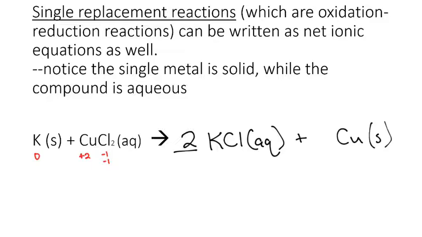Chloride's -1. On the other side, potassium is now an ion, so it's got a +1 charge. Chloride's -1 still. And then copper, if it's just solid copper by itself, what's the oxidation number of copper on the product side? 0. So then we can see the potassium changed its oxidation number. The copper changed its oxidation number. So that's why these single replacement reactions are part of oxidation reduction reactions. Just again, a little bit of a review so we don't forget what we learned yesterday and previously.